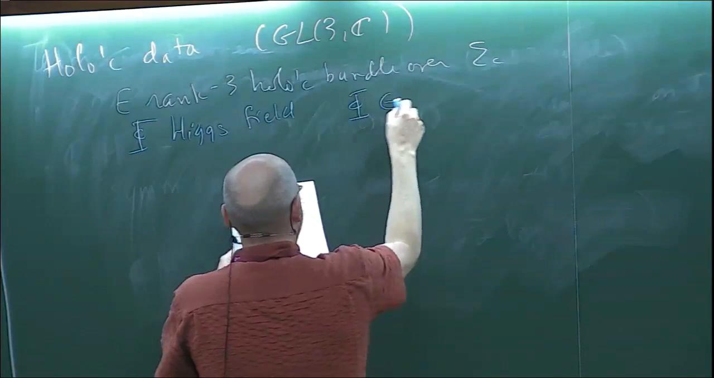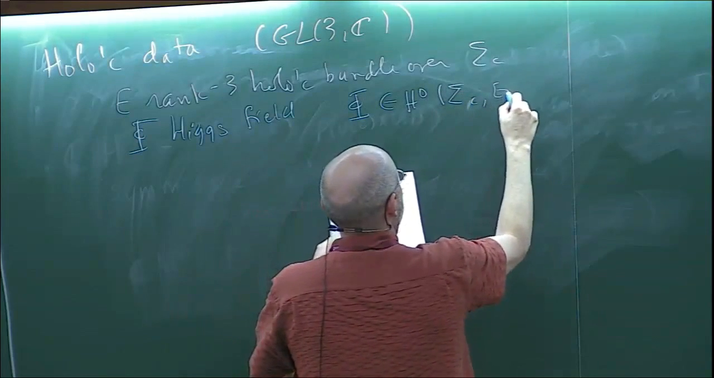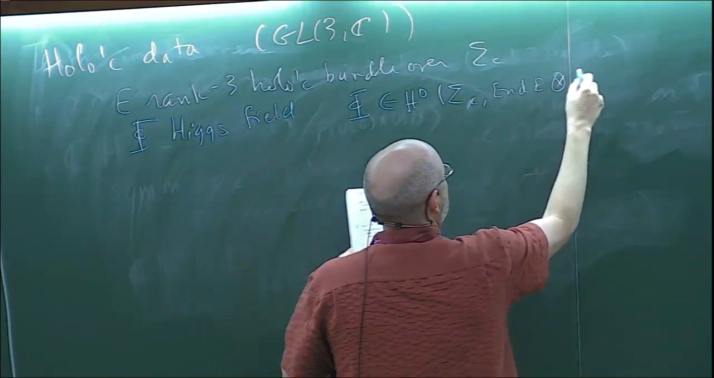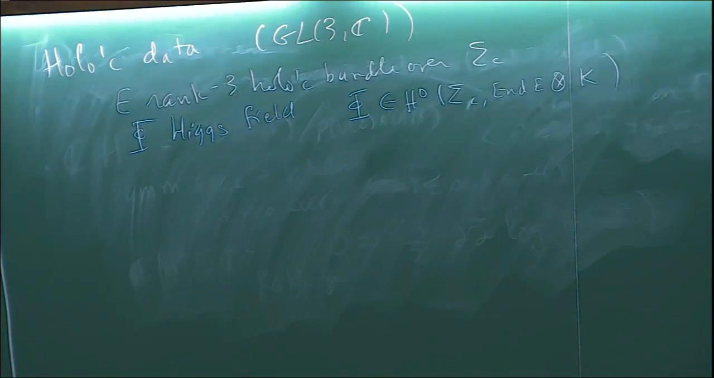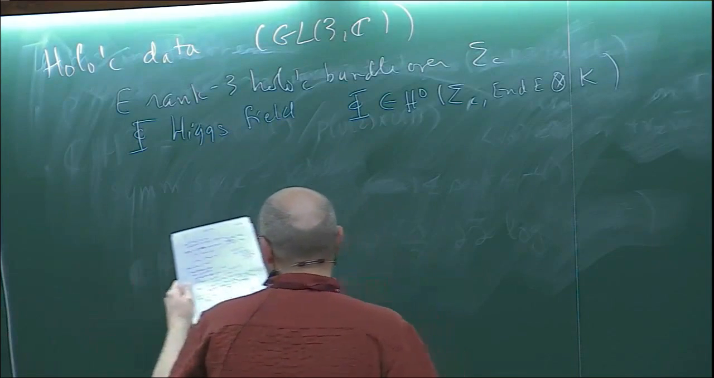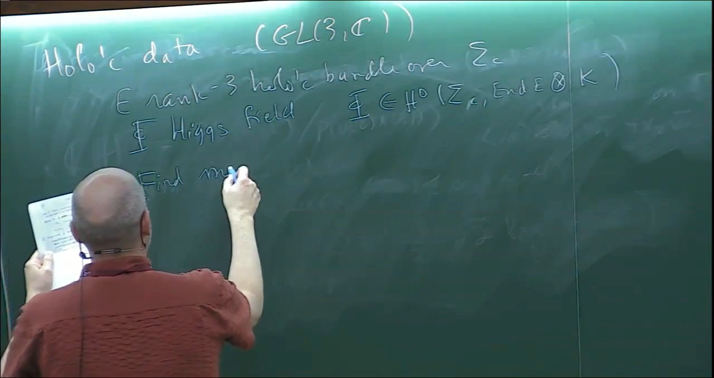So in particular, phi is going to be a section over your Riemann surface of the endomorphism bundle of E tensor the canonical bundle. And so this is naturally, the canonical bundle is kind of like taking a derivative, and this is how it's naturally part of a connection. All right.